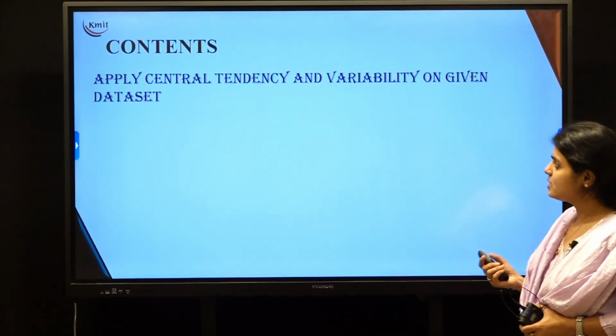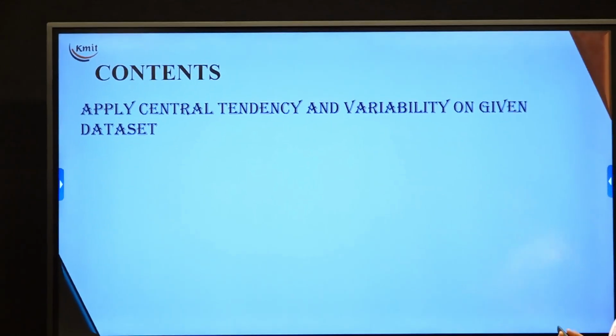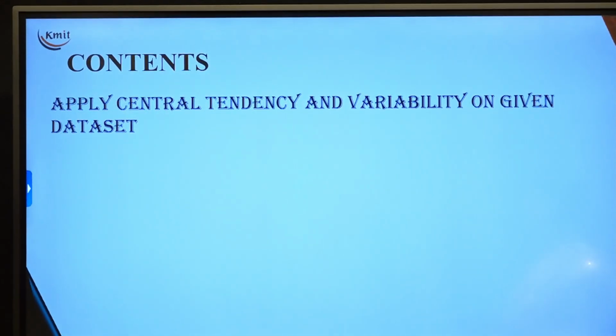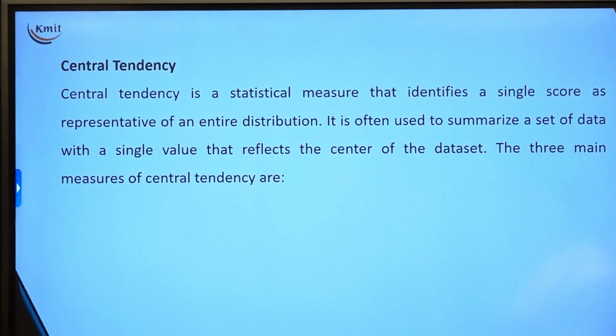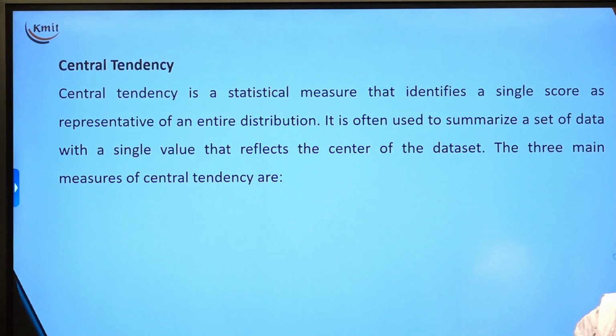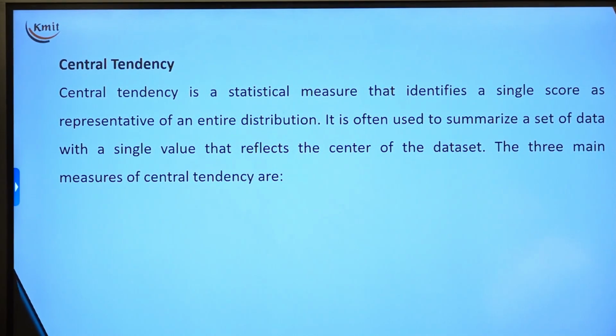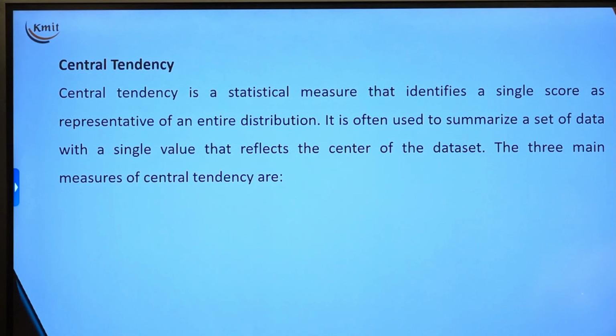So we will apply the concepts of central tendency and variability on a sample data set and see how that actually helps us in a machine learning model. Okay, so let's quickly recap what central tendency is. We have seen central tendency is a statistical measure that identifies a single score of representation across the entire data that is available. That is, we use central tendency to summarize the data with a single value which represents the center point of the data set.